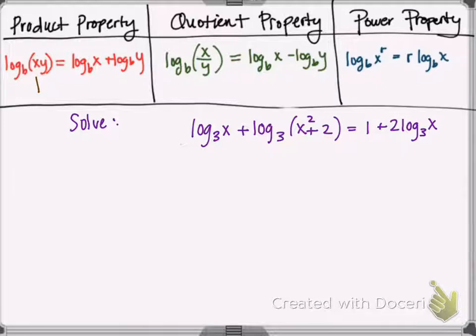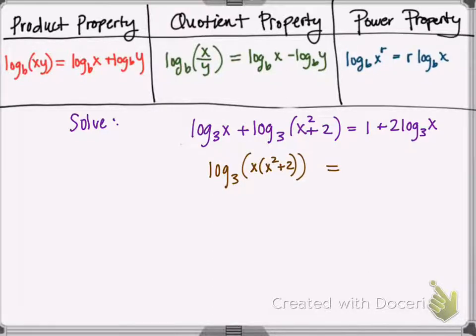And you're going to do that by multiplying the arguments. So we're multiplying these two together. So the log base 3 here has an argument where we're going to multiply both of these together. So x times x squared plus 2. And eventually I'll distribute that.